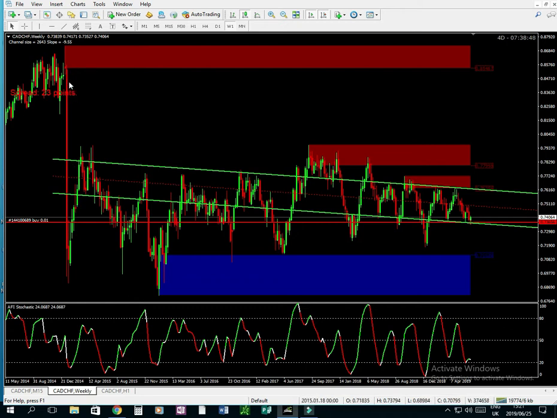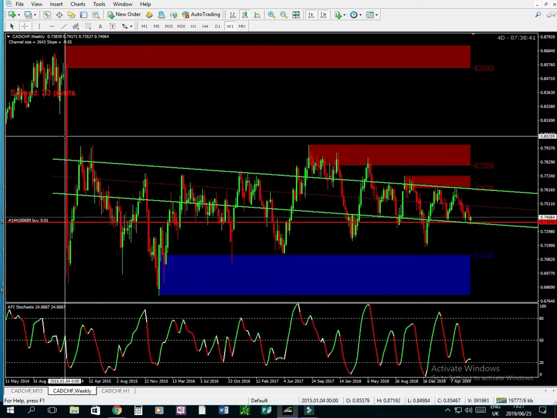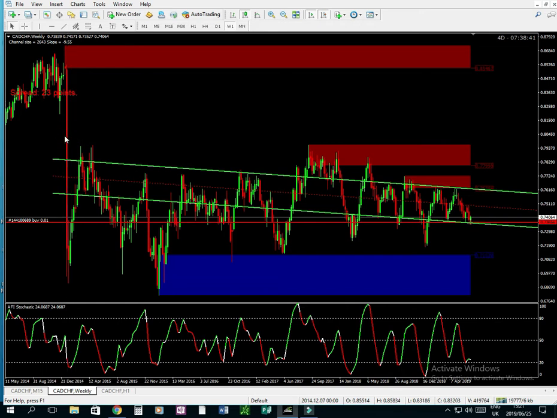And looking at this candlestick right here, there's a huge sell candlestick. I don't know when was that. Let's see. It was 2015. That's a while back. But anyway, it's irrelevant at this point in time.